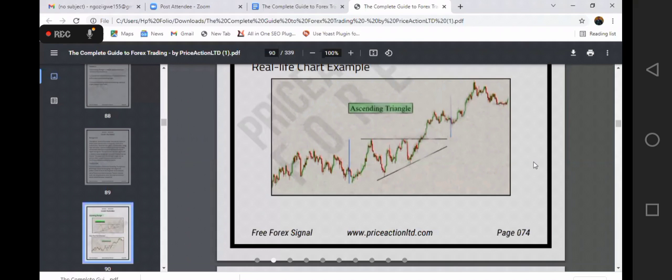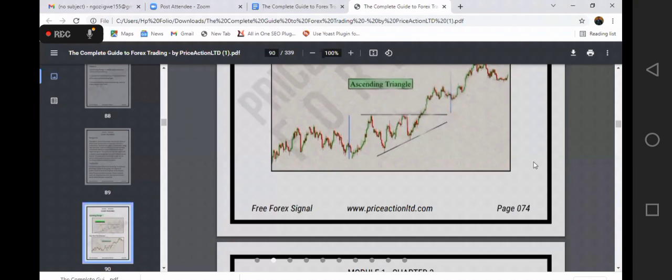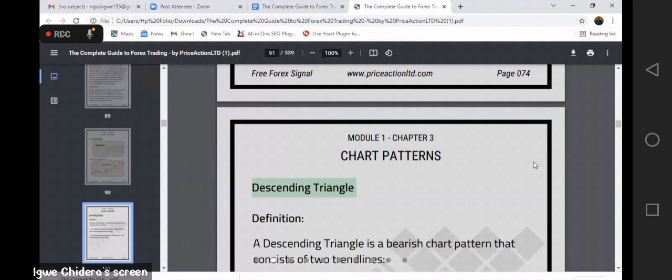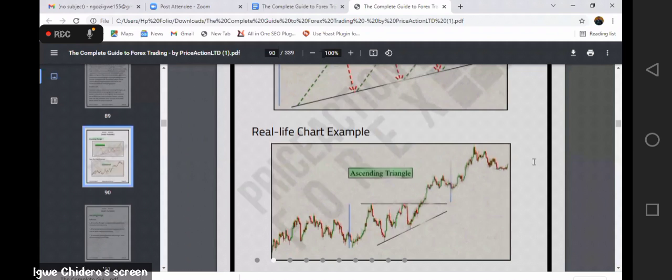Now, let's see if they have more tests for us before we go to a real life chart example. Okay, they don't have any more for us. Okay, let's get to a real life example and look out for an ascending triangle.